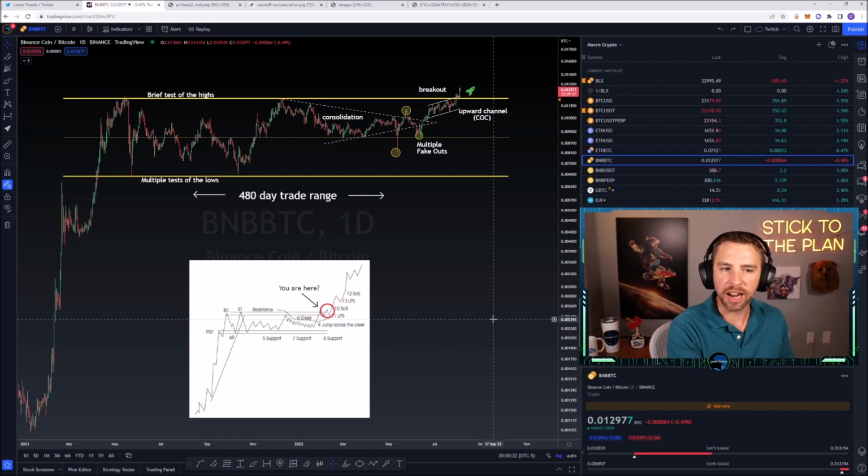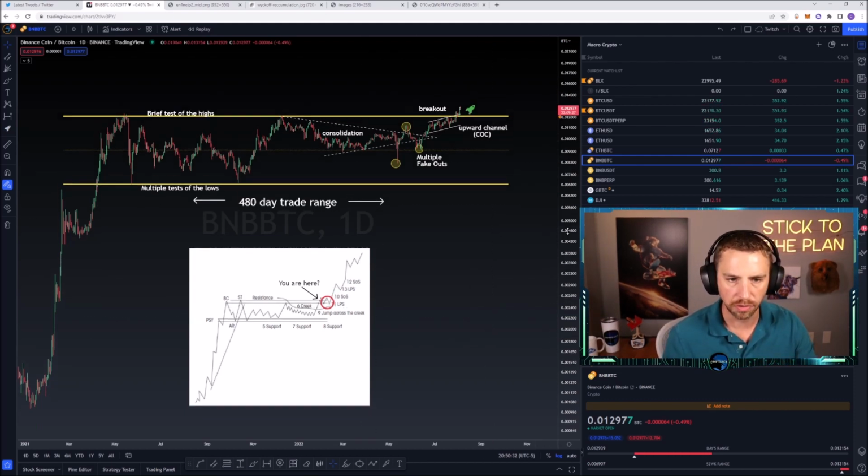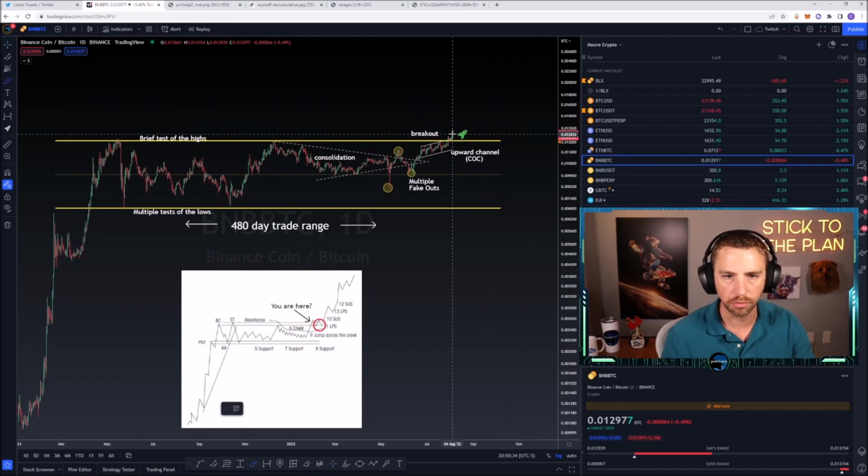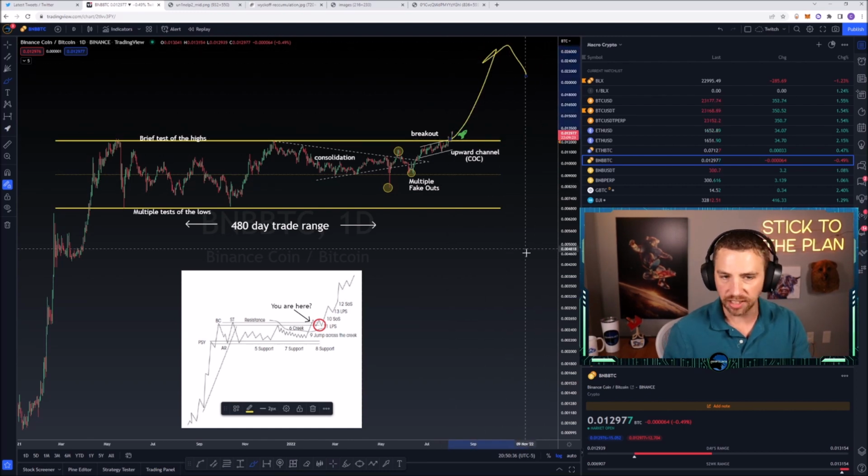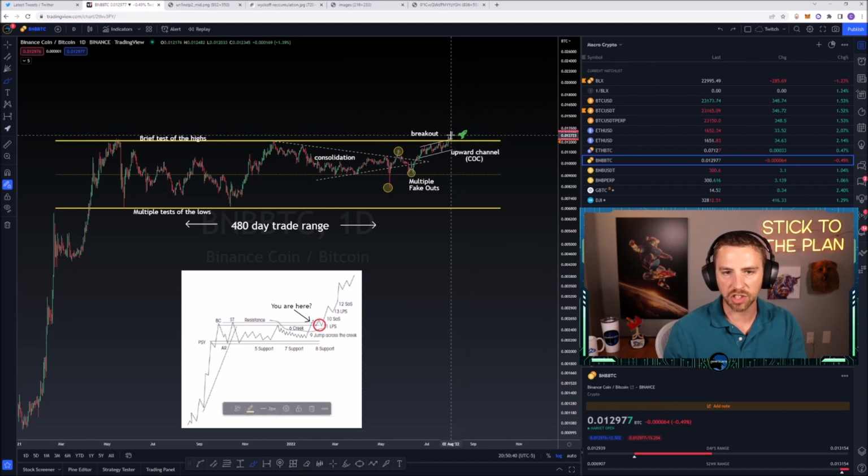But this is a different animal, and I want to make that real clear right off the bat. This setup is its own animal, and it cannot be ignored. There's only two ways that this plays out. We are limited to two options. Option A is a big sweaty continuation, just like what's in this. Option B is this is actually part of a larger distribution and this thing breaks down.